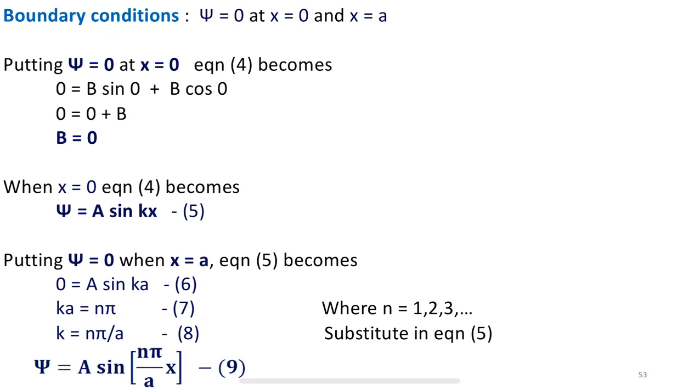Now substitute the value of n, that is equation 8, in equation 5. What are we going to get? Upon substitution we get psi equals a sin of n pi divided by a into x, and let me call this equation number 9. This equation, equation number 9, gives the expression for the eigenfunction psi. So psi has been defined now: psi equals a sin of n pi divided by a into x.